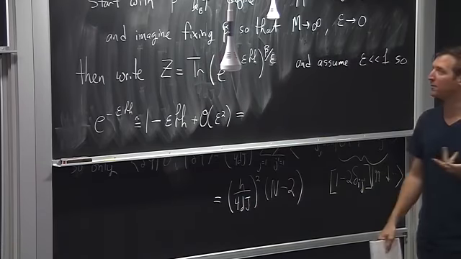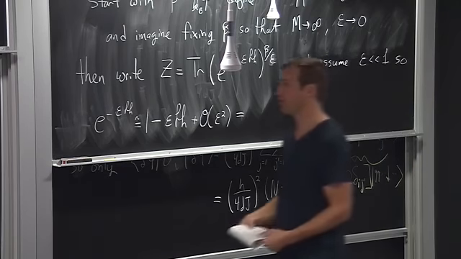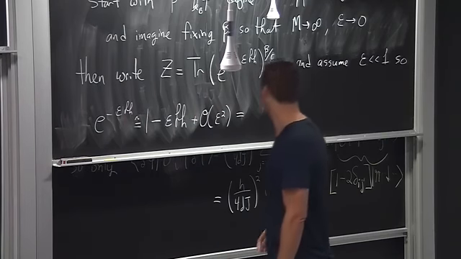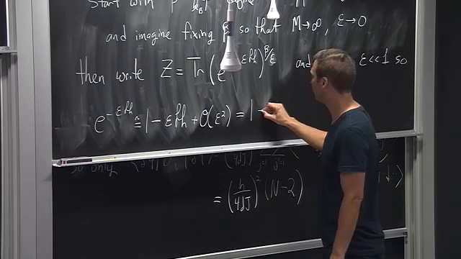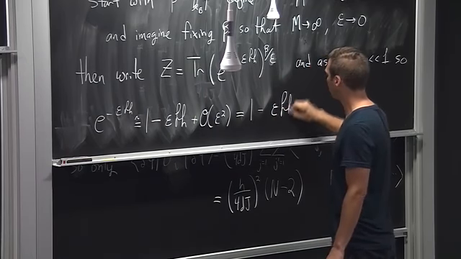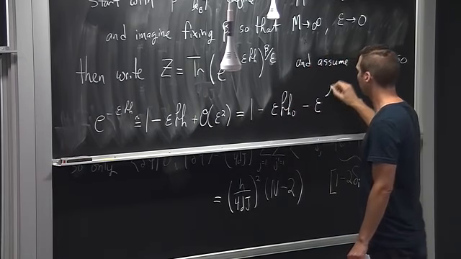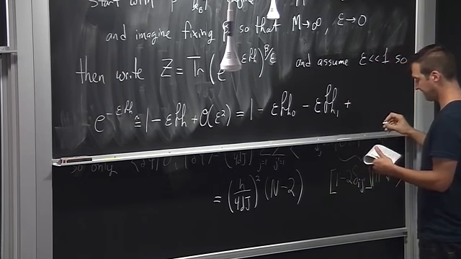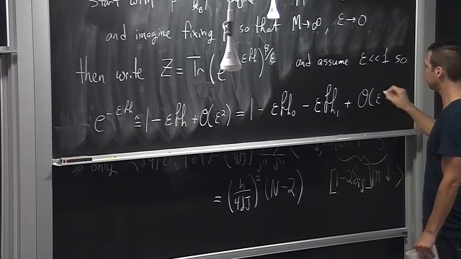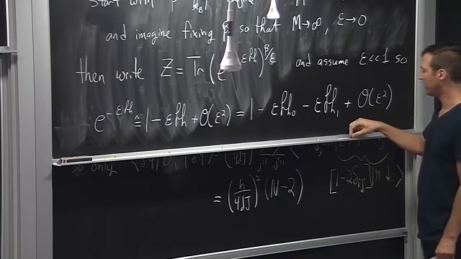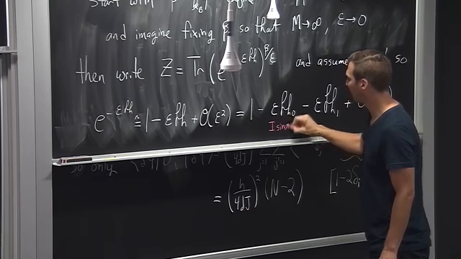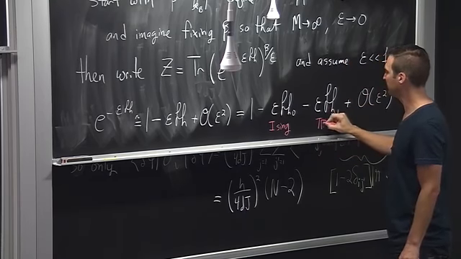And my Hamiltonian is simply written as the sum of two terms here. I'll call them H naught and H1. So that's just minus, plus higher order terms. Right, and so this is the Ising, and this is the transverse field.